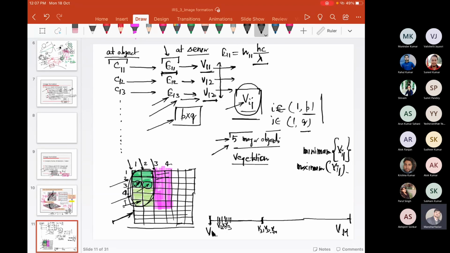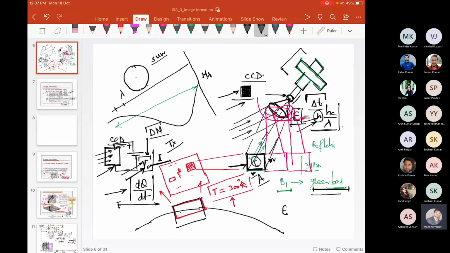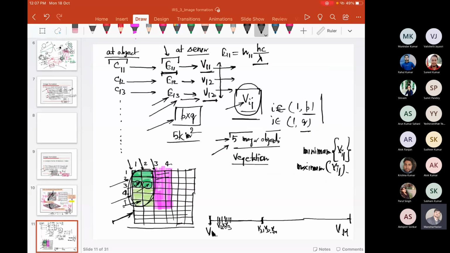And let's say you consider this area element, 5 kilometer square, and let's say the spatial resolution is 1 meter. What do you mean by spatial resolution? If I go back over here, this is M cross M. This is a square in shape. The cell is square in shape and its size is M. M is the spatial resolution over here. If the spatial resolution is 1 meter.